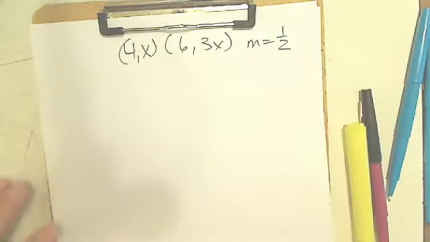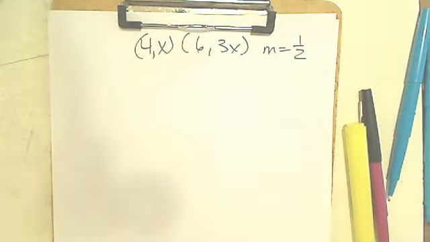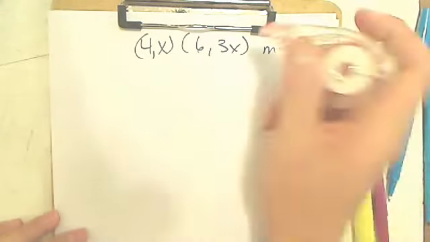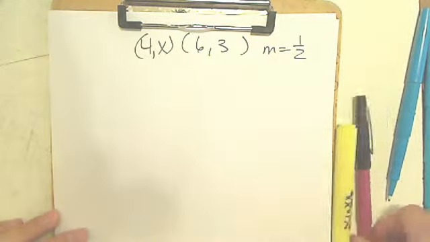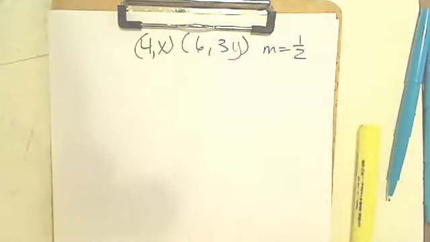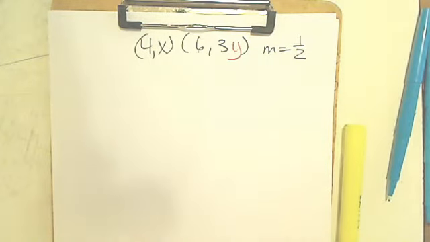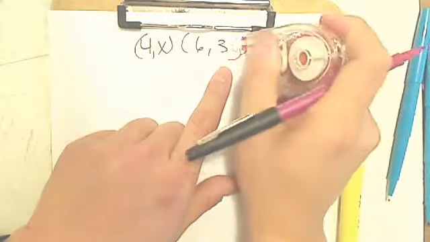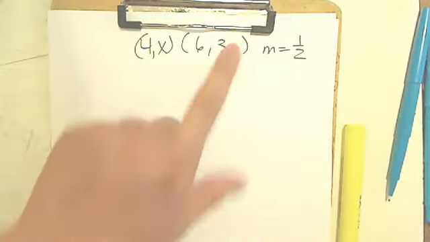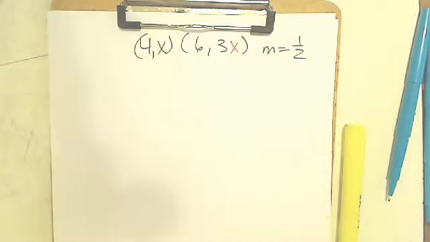Bring paper. 4 comma x, 6 comma 3x. Oh, make this 3y. I'm sorry, 3y. Oh, no, just kidding, it is 3x. Sorry, YouTube. Oh, I put x, I apologize. 4 comma x, 6 comma 3x.